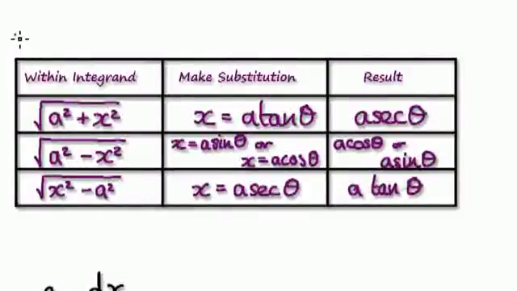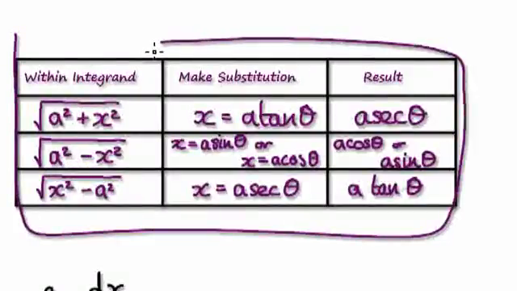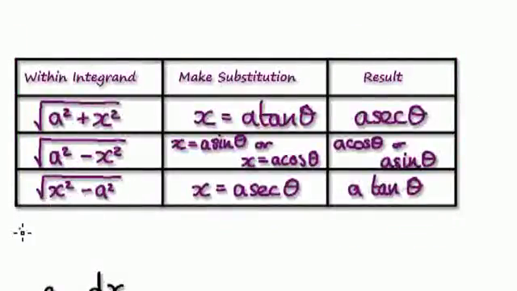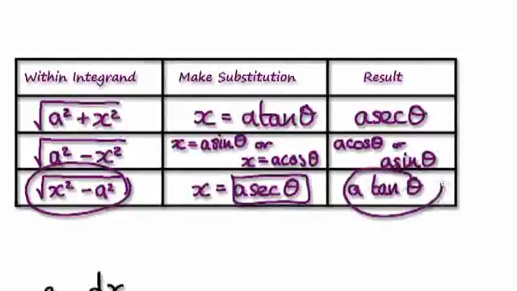So remember, we've seen this table before in the past. Whenever your integrand contains something of this form here, we should make this to be our substitution. And when you make this your substitution, then this whole thing here becomes this.